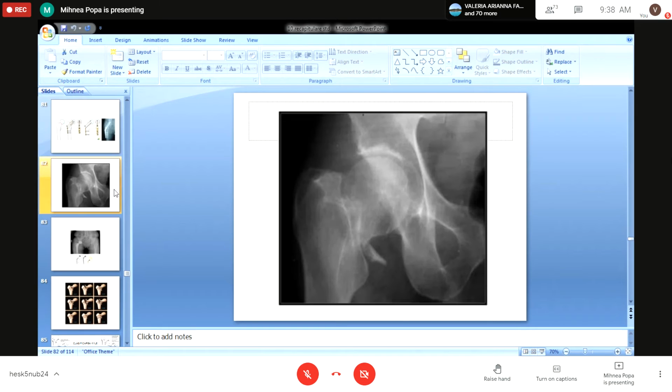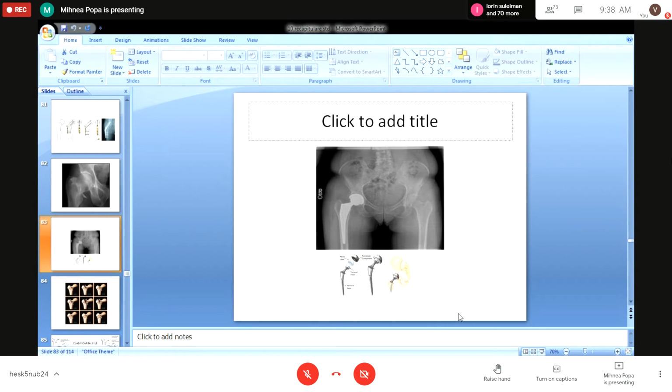Now we see a fracture of the neck in an elderly patient. How do we know that it is an elderly patient? He already has arthrosis on this part, and this part. This articular space is smaller. So it's an elderly patient that, of course, needs a total hip arthroplasty.